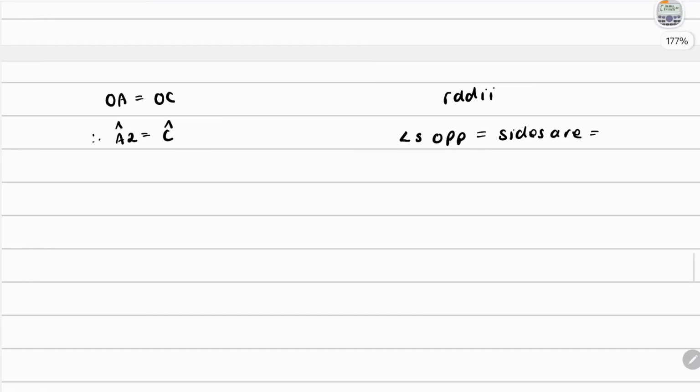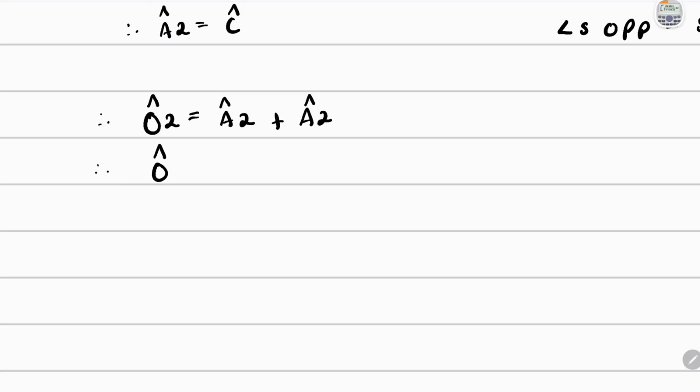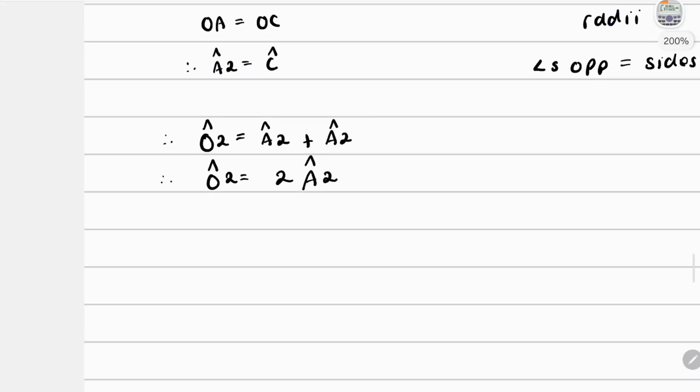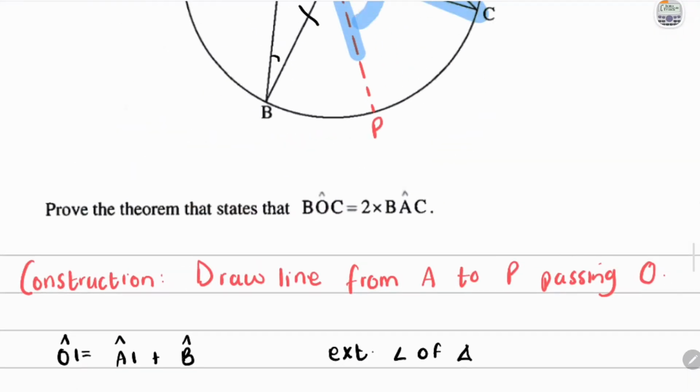Okay? And now we can update this equation, angle O2's equation. So it means that angle O2 is equal to angle A2, we're keeping the focus on the angle A, plus, and in place of angle C, we say angle A2. And now that we have this, we can say angle O2 is equal to 2 angle A2. Okay, so this is what we have. And now the final step.